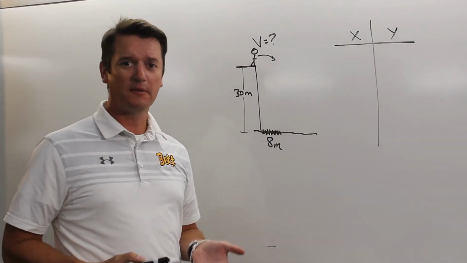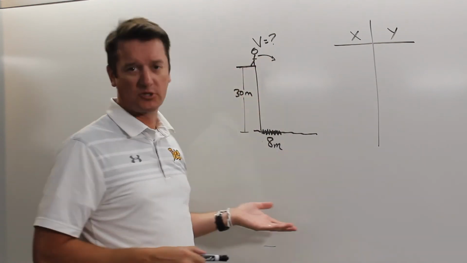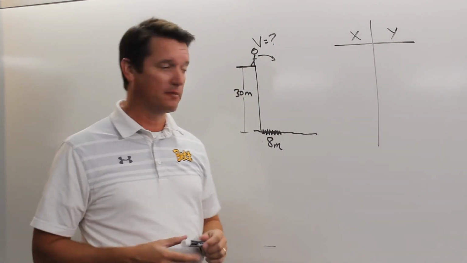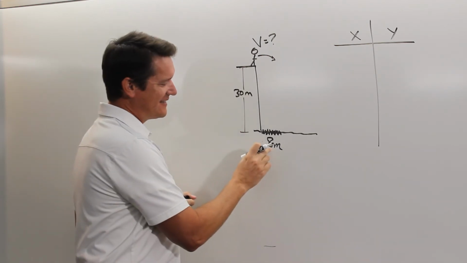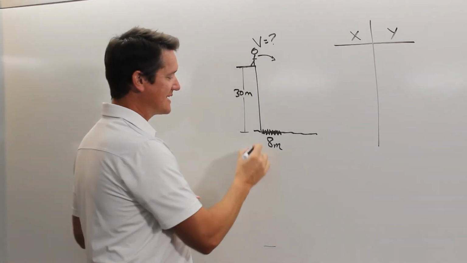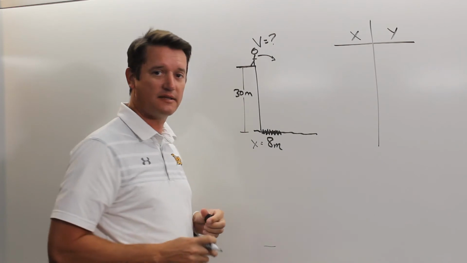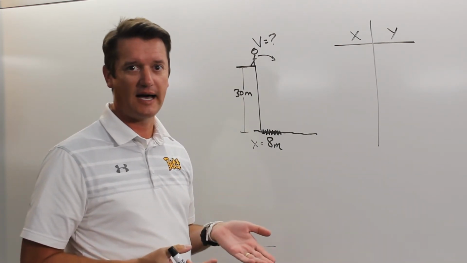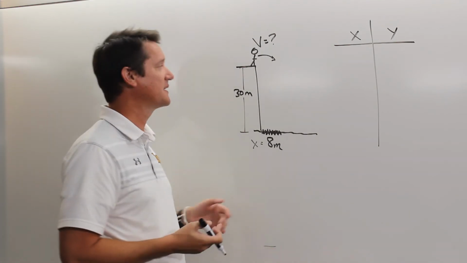Okay, to solve this problem, the first thing I'm going to do is draw a picture. I kind of already did that. In my picture, I'm also going to label my variables. This 8 meters here is actually x. That's the distance, the displacement in the x direction that I have to clear in order not to die if I'm an Acapulco cliff diver.